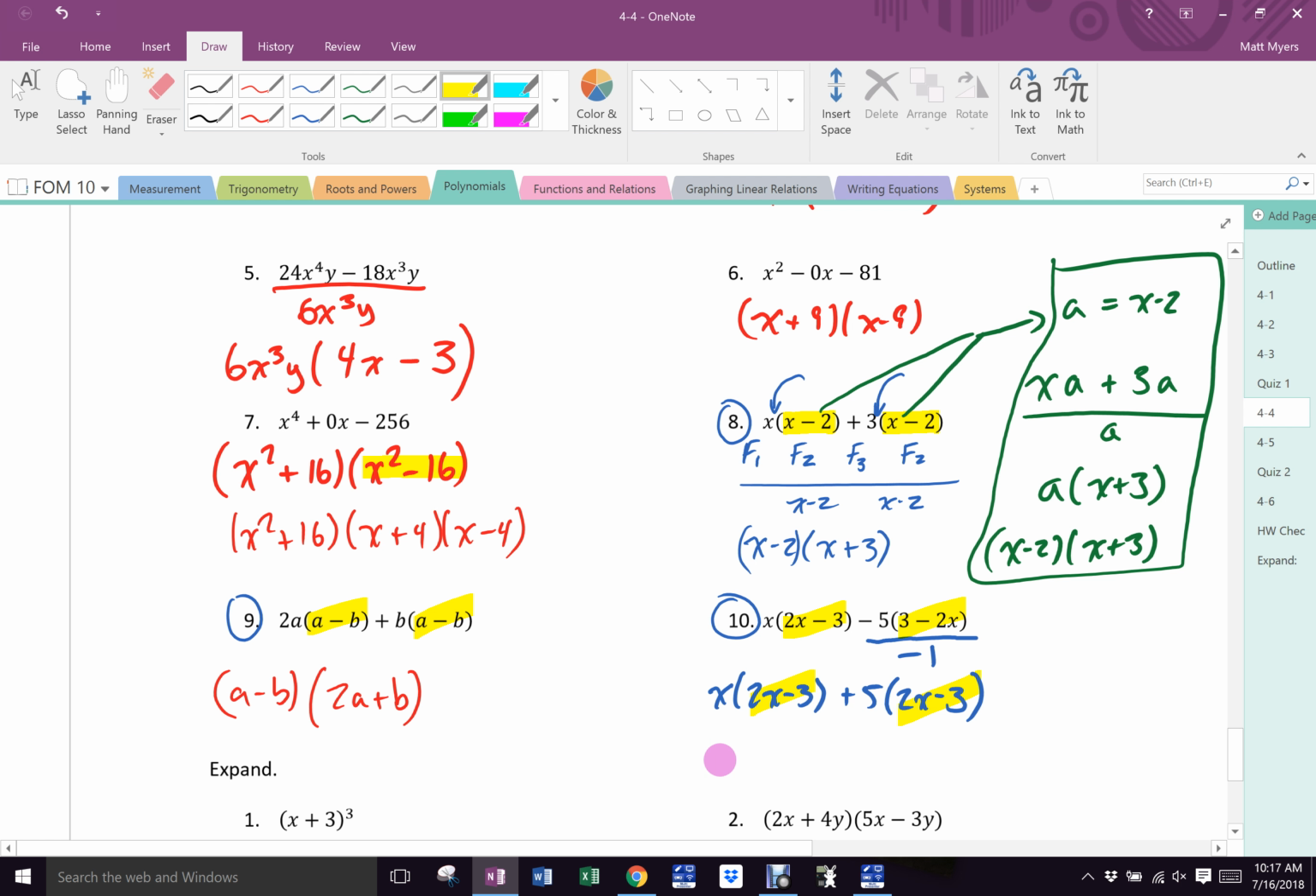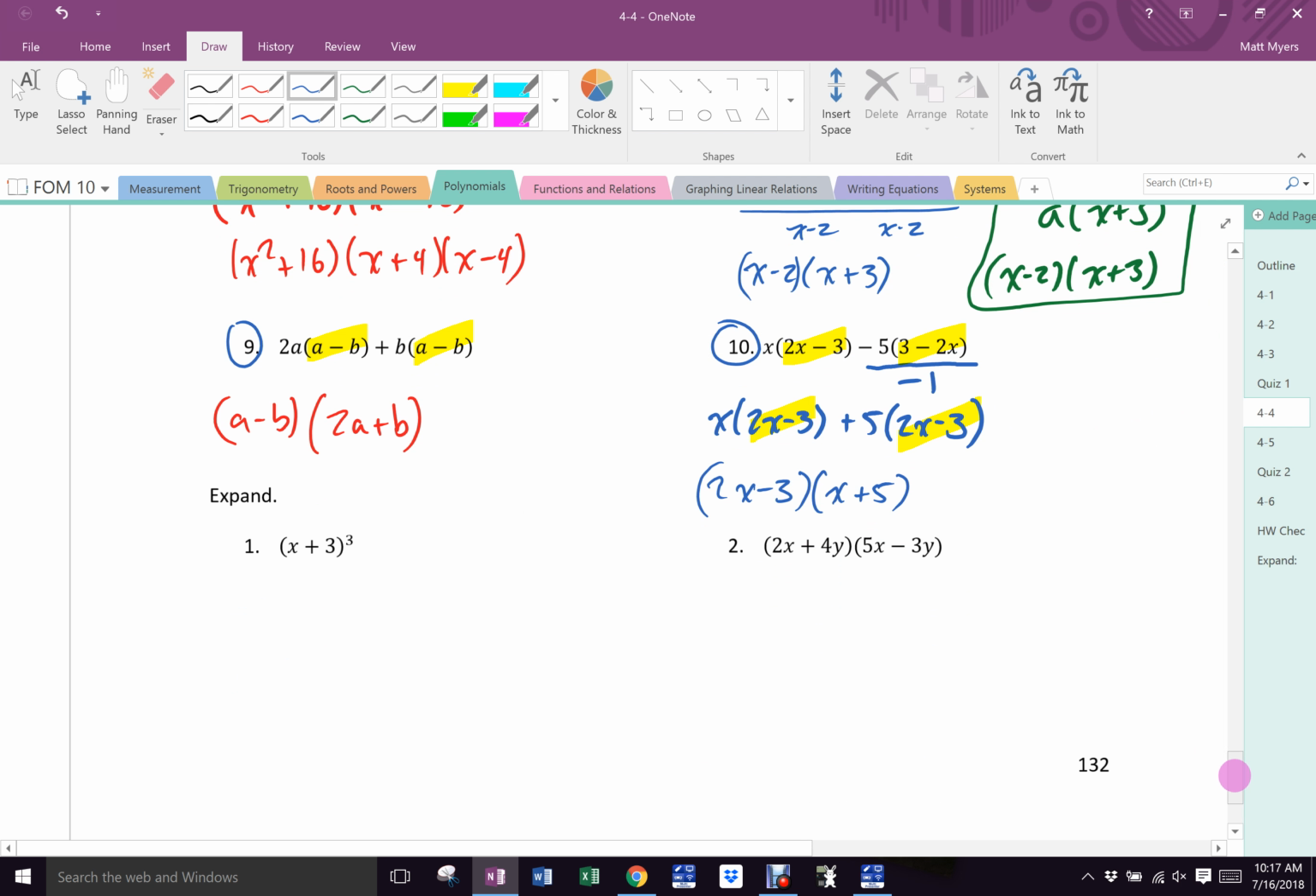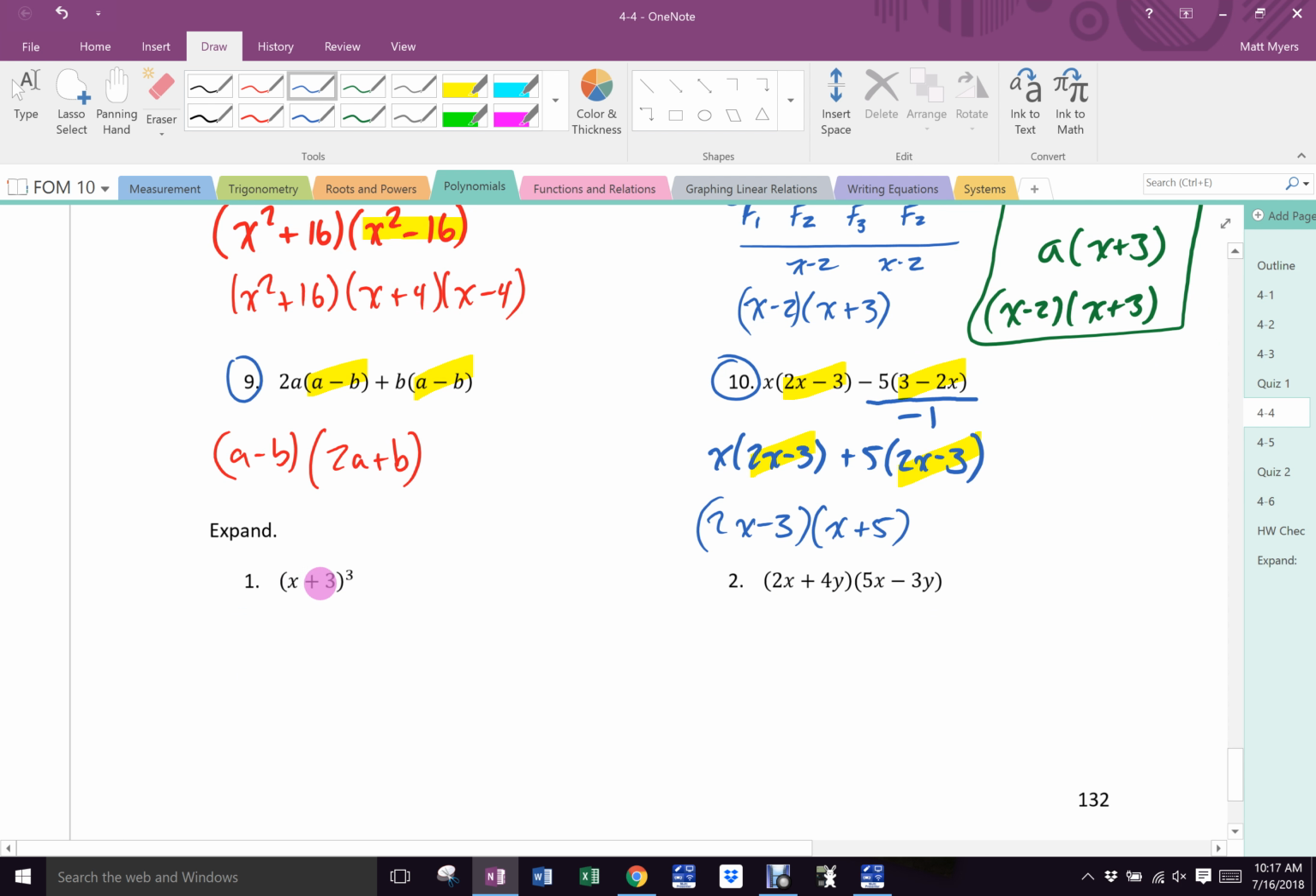Now, since they're both the same, 2x minus 3. And what's on the other part? X plus 5. And then the last two you already knew how to do. This one, already on your quiz, this type of one was causing people some trouble. X plus 3, x plus 3, x plus 3.